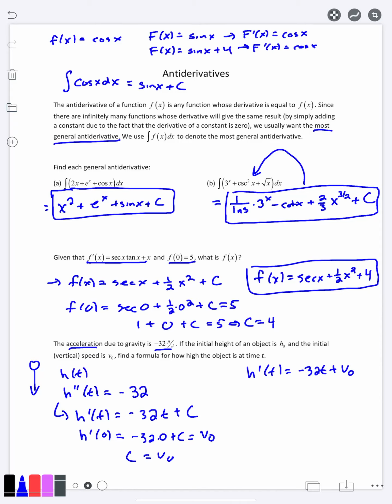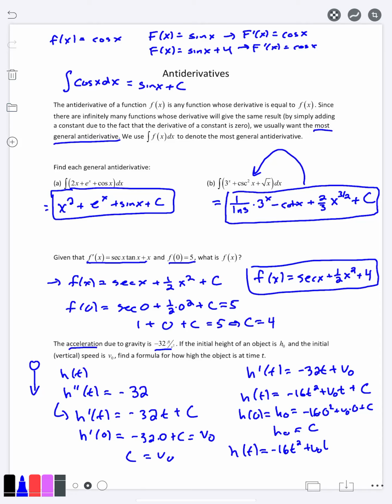And now we know the derivative, so we can do the antiderivative one more time. We'd get -16t squared plus v0 t plus some other new c here. It's different from the old c. And we know that the initial height is h0. This means my new c is h0. And then what you get is the following formula, -16t squared plus v0t plus h0. And this formula right here will tell you how high your object is off the ground at any time point.